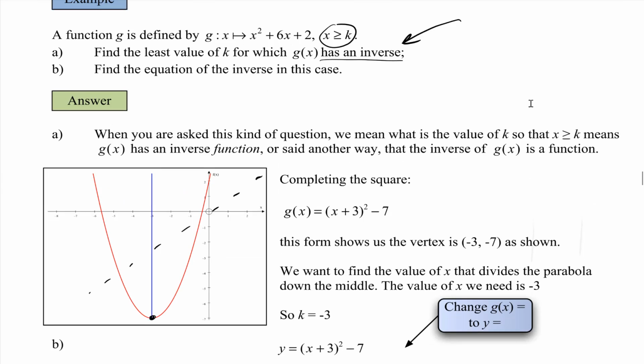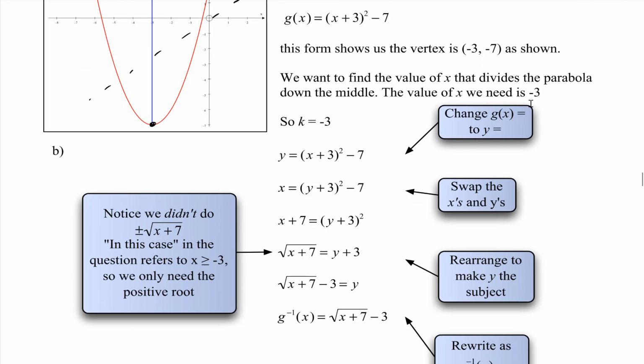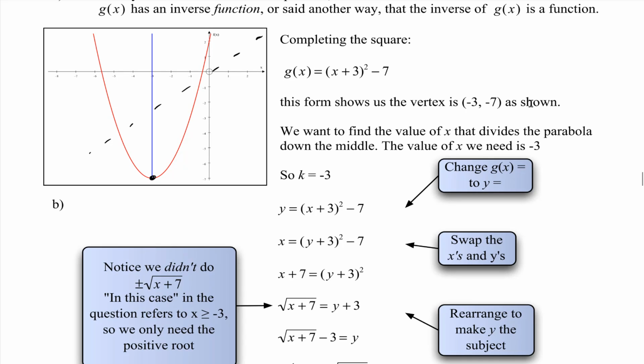Part B says find the equation of the inverse in this case. Alright, so we're looking at what's the equation of the inverse function. So here's my original function. And as I said, just swap the x and y's over. So wherever you see y, put x. Wherever you see x, put y. So this is the inverse function.